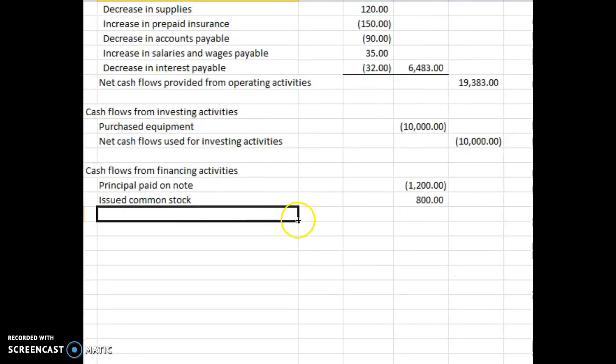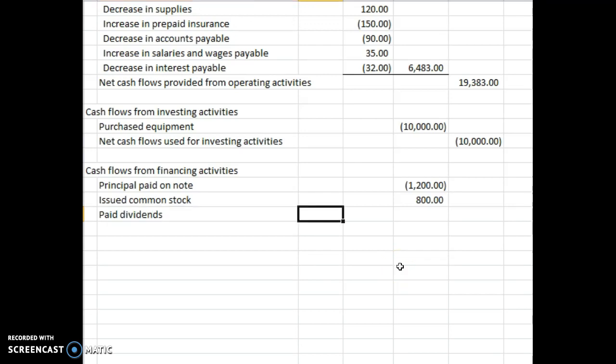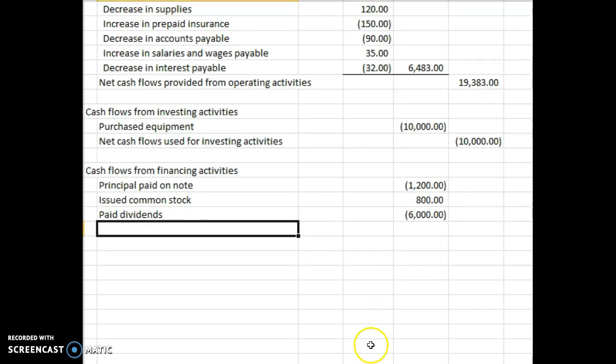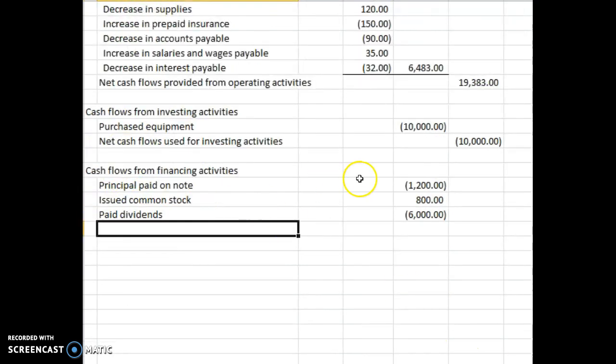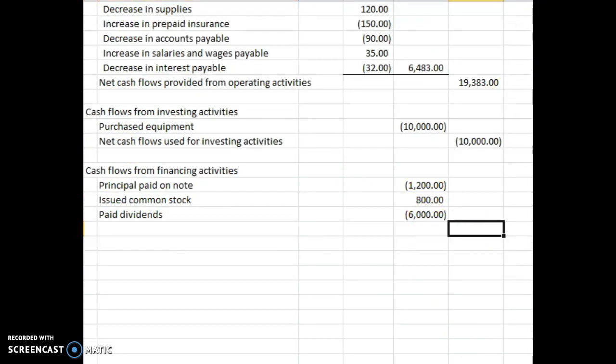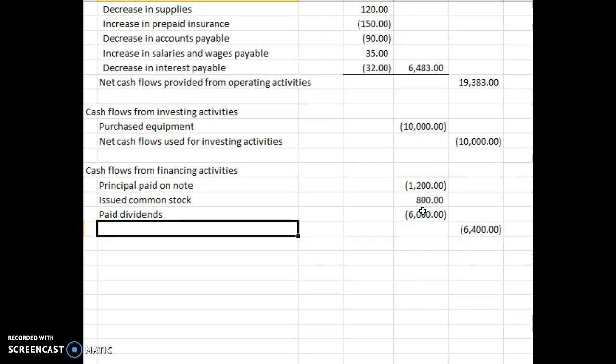So we're going to record those. Those were cash dividends. They were a payment, so that's a cash outflow. So I'm just going to put here paid dividends, negative $6,000. Okay, so those are all the things. If we look back, we've taken care of long-term liabilities, we've taken care of all of our equities, anything that happened there that might have impacted cash. So those are 3 items that we have in the financing section. We're just going to get the total of these, and that again is a negative, so this is a net cash flow used for financing activities.